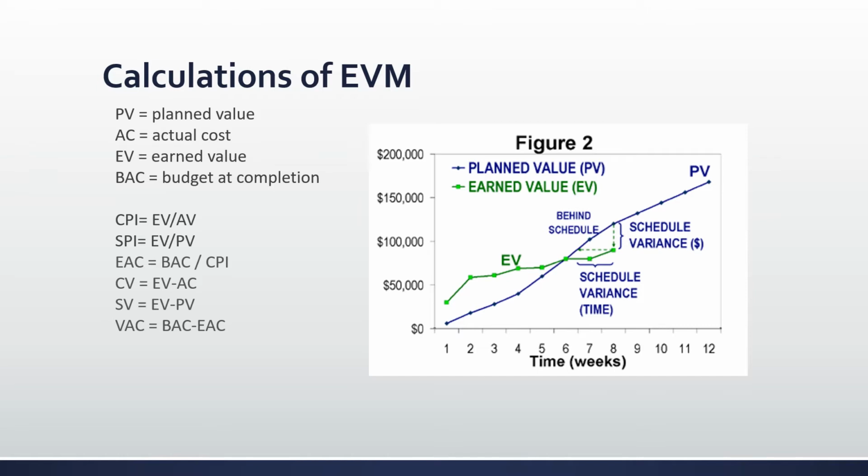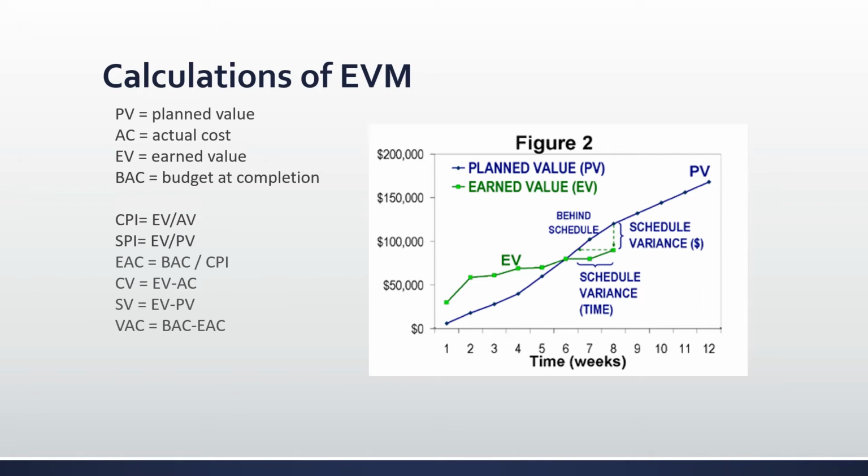Your estimate at completion, which is EAC, is comprised of the cumulative to date actual cost of work that's performed plus the estimate to complete the remaining work. So the calculation for that is EAC equals BAC divided by CPI. Your cost variance, which is CV, is calculated, as you see here, as EV minus AC. And that tells you if you're under or how much you're under or over the budget of the project.